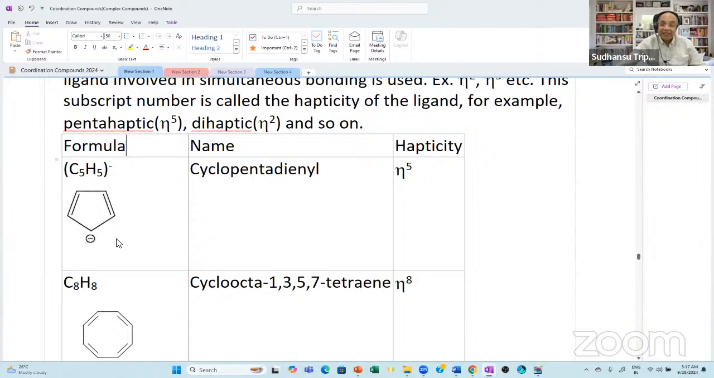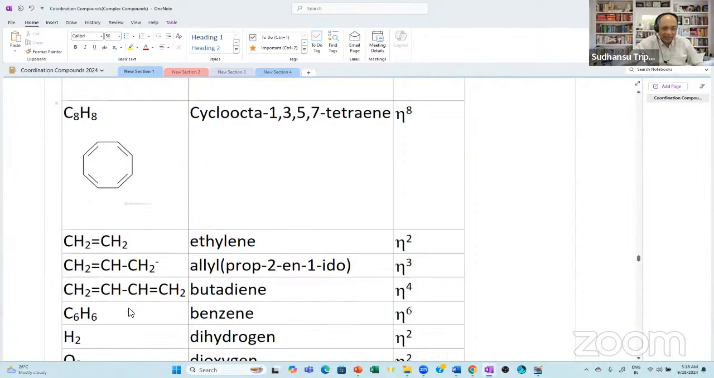Very, very interesting complexes have been synthesized using the pentahaptic property of this cyclopentadienyl. In fact, it can also be called cyclopentadienido: not iodo, ido. The ending 'ide' is replaced by 'ido'. This is the latest. Cyclopentadienido.